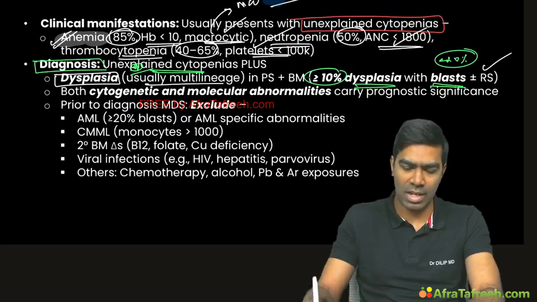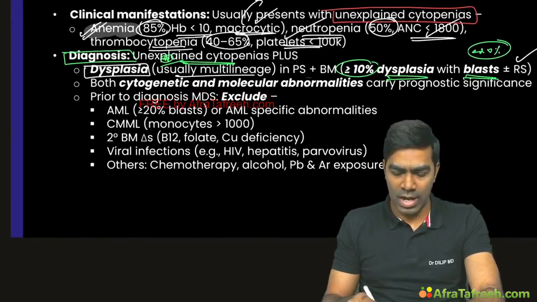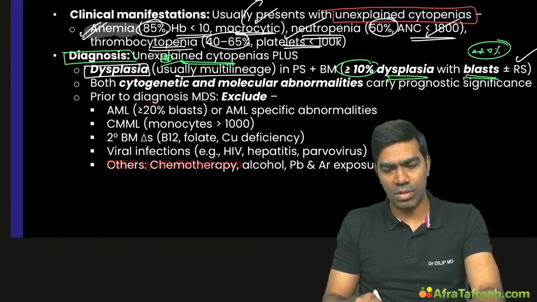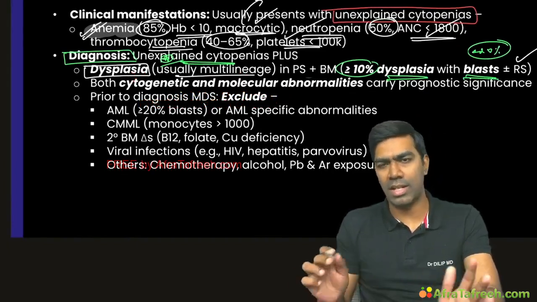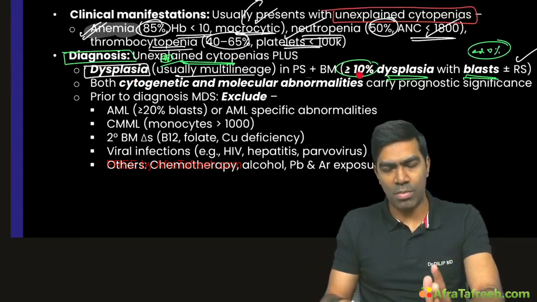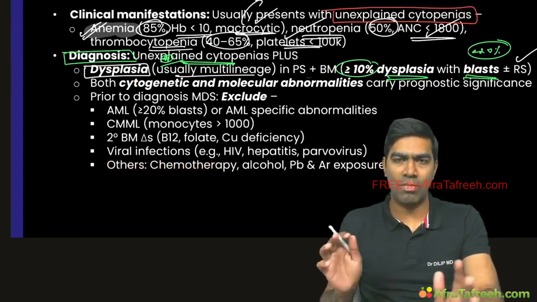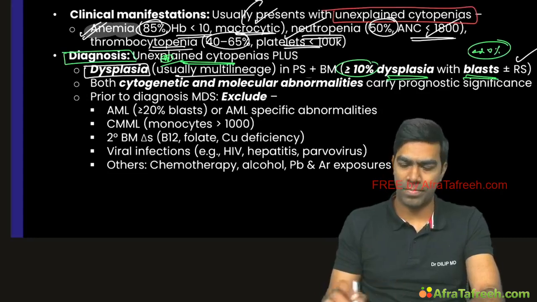Again, plus or minus, they can have ringed sideroblasts in the bone marrow as well. So unexplained cytopenias plus evidence of multilineage dysplasia or single lineage dysplasia in peripheral smear and in the bone marrow, and by definition the number of dysplastic cells should be more than 10%. You can see blasts, you can see ringed sideroblasts, but by definition the amount of blasts should be less than 20%.